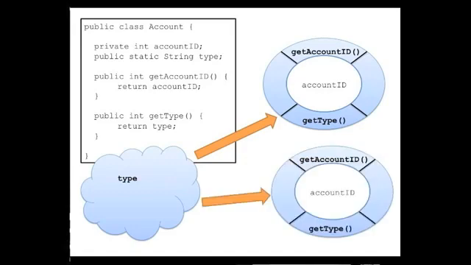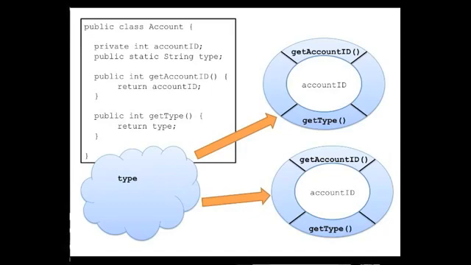Let's go ahead and create another object. Now I've got two copies of the account ID property in memory, and I've got two copies of the getAccountID method and two copies of the getType method in memory. But notice I still only have a single copy of the type variable in memory, and this will continue. The more objects I create, there will only ever be a single copy of the type variable in memory, and that means that static variables are shared by all instances of a class. And if one object changes that static variable, then it obviously changes for all of them.